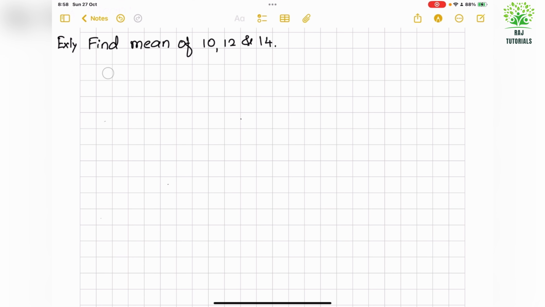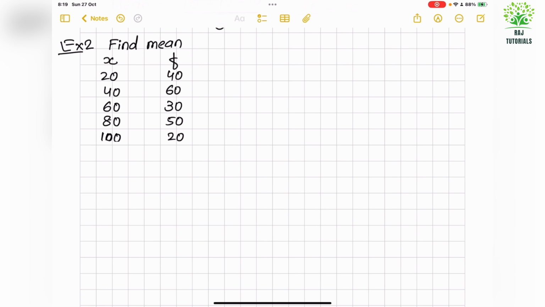Now here, to find the mean, the formula is that of average, that is sum of all the numbers divided by the number of observations. So 10 plus 12 plus 14. Three numbers are there, so I will divide by 3. So 36 by 3, my mean will be 12.